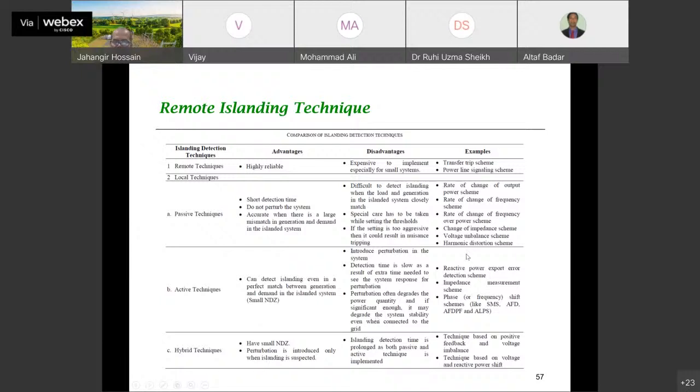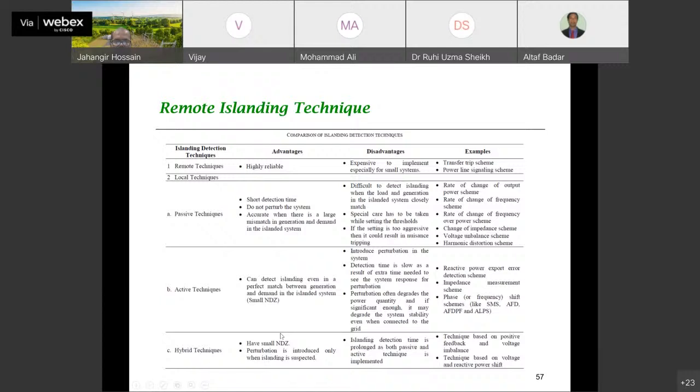And here are some of the methods I mentioned, and one of them is reactive power, but there are some other methods as well. And these, as I said, require you to make some perturbation in the system. So that's why you're making some small disturbance in the system. That way, for a short period of time, it will have some impact on the operation of all the devices. And the last one is the hybrid technique.